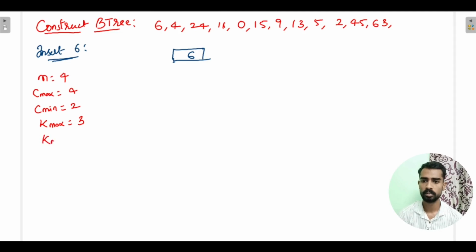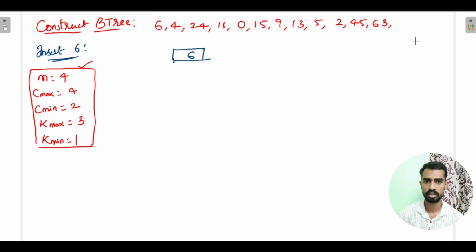Now coming to the minimum number of keys that must be satisfied, it is c minimum minus 1, or m by 2 minus 1. So what is m by 2 minus 1? It is 4 by 2 minus 1, which is 1. So these are all the properties which we must make sure are not violated. This is very important in the construction of a B-tree or in performing operations on a B-tree.